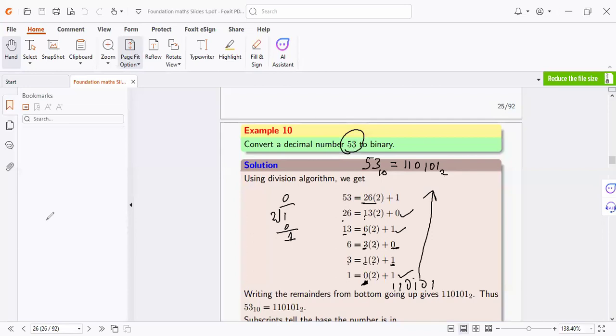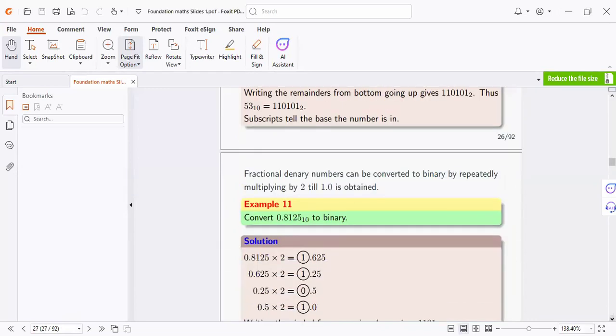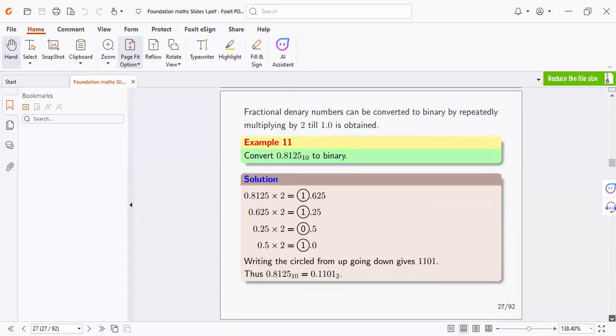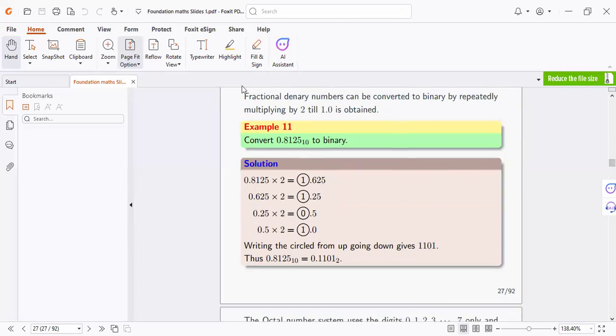I'll take one more example there. Just one more example. What about if it's a decimal, if it has a decimal? It's okay, so let me do that. If you're given a fraction or a decimal number, like 0.8125, and this is a decimal number, and then I'm asked to convert it to another base.